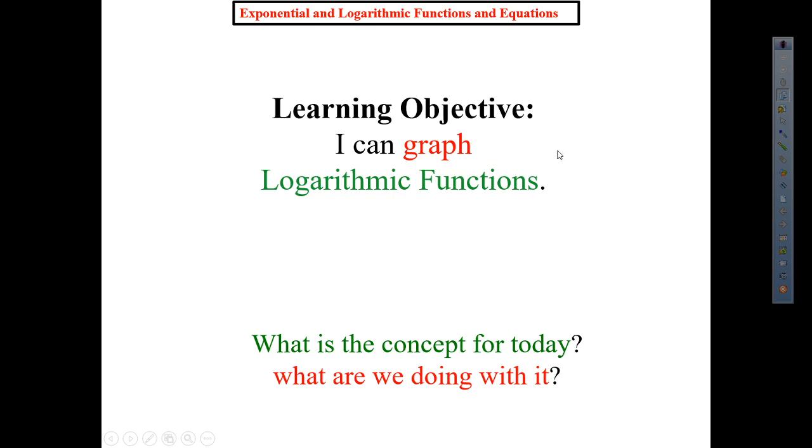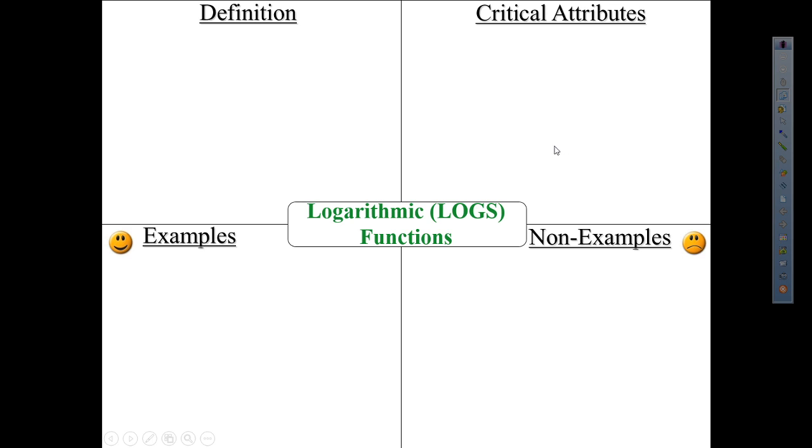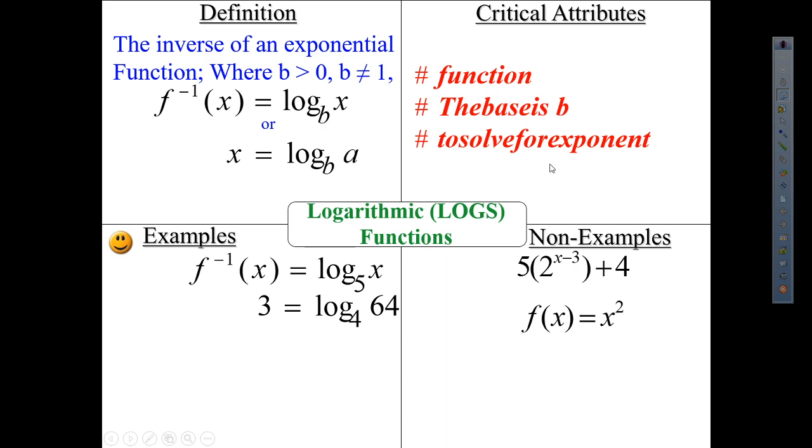Today we're going to continue, and once again, for your Cornell Notes, you should have a frayer model for logarithmic functions or logs, and you should be able to fill this out by yourself. By now you should know the definition of logs, what they look like, what they don't, and the attributes. It should look something like that, but you can do that on your own.